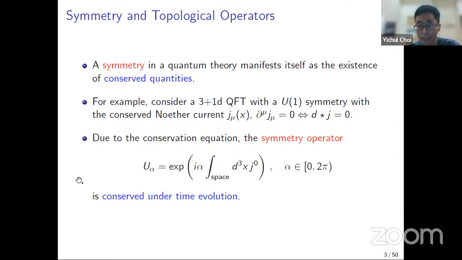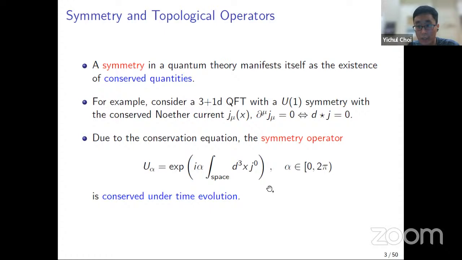Let's talk about a simple example. Let's consider a 3+1D QFT with a U(1) global symmetry. By the way, I should have mentioned this: in this talk, whenever I say a symmetry, I always mean a global symmetry as opposed to, say, gauge symmetry. I'll only be interested in global symmetries. Okay, so we have a 3+1D QFT with a U(1) symmetry with the conserved Noether current that I write as J_mu. There will be a conservation equation, d^mu J_mu equals zero, or equivalently, star J will be a closed three-form.